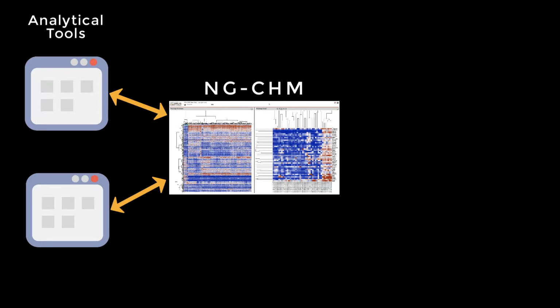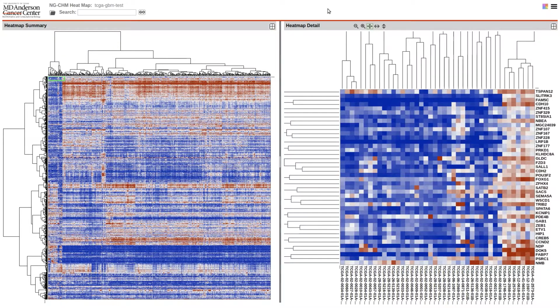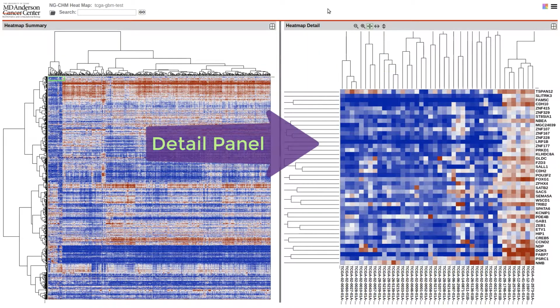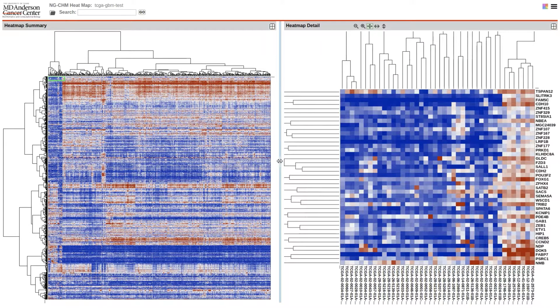In this video, we'll see briefly how two such tools, a ScatterPlot tool and a Pathway tool, can be used in conjunction with the NG-CHM viewer. The panel interface was released in version 2.18 of the viewer. Similarly to earlier versions of the viewer, an NG-CHM's initial layout consists of a summary panel on the left and a detail panel on the right. Separating the panels is a divider that can be grabbed and moved to adjust their relative proportions.